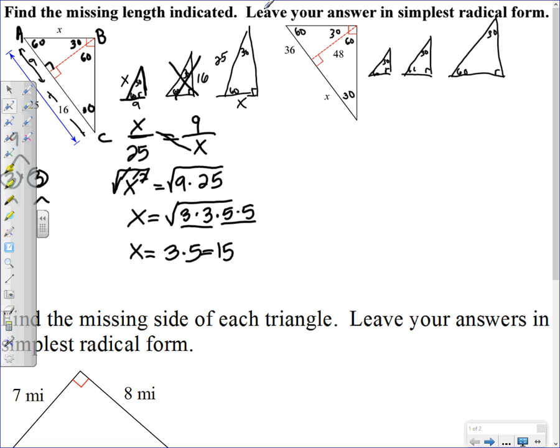Now on the small triangle, all I know is this side, and that is the 60, 90. 60, 90 will be 36. Now, actually, I know this side also. I know that 30, 90. 30, 90 is 48.